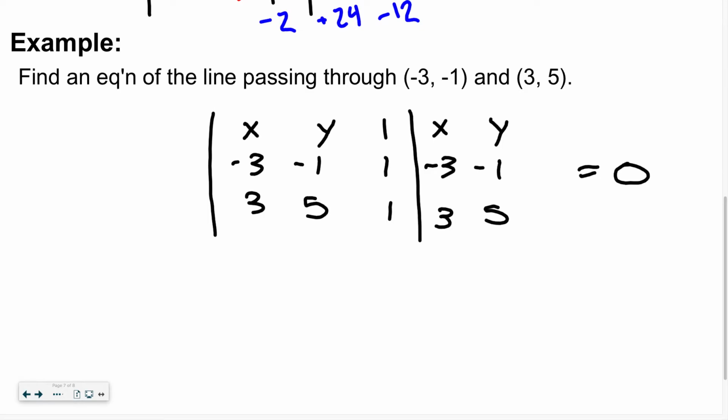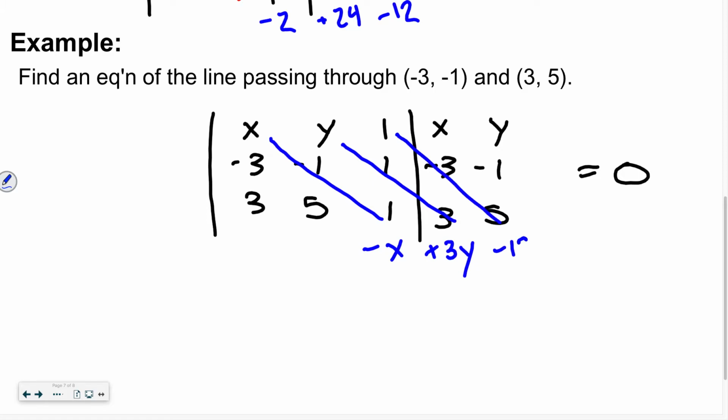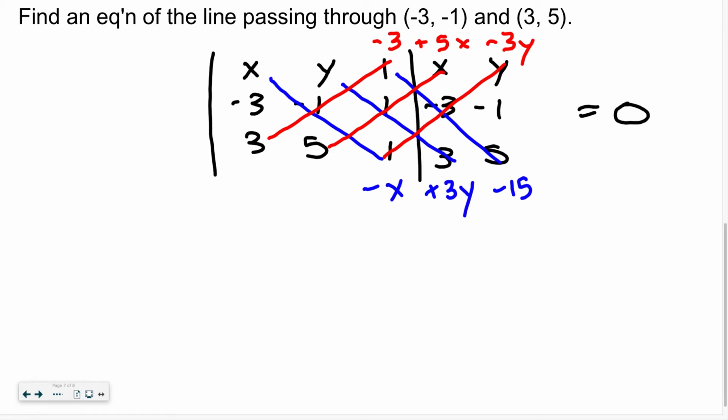And when you do your columns on this one, you're going to see I can't always add stuff together. So my first diagonal is negative x. And then I get plus 3y. And then I get negative 15. And none of those are like terms. So I have 3 terms. On my other diagonals, I'll get a negative 3, a plus 5x, and a minus 3y. Again, I can't add any of those red ones together because those are not like terms.